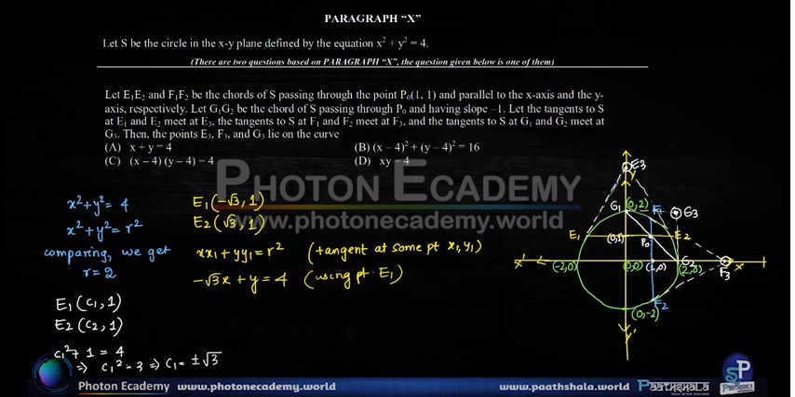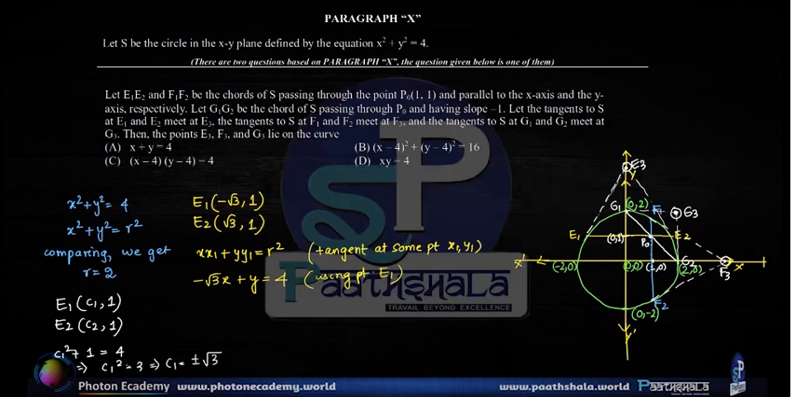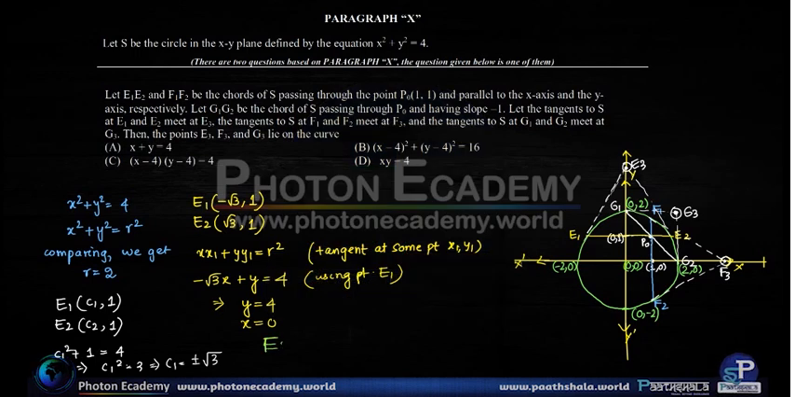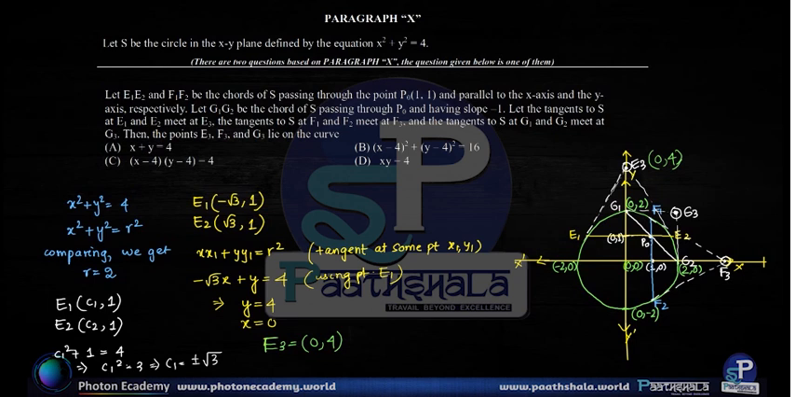Now we know by symmetry that this would lie on the y-axis. That implies the x coordinate would be 0. That implies y is equal to 4 and x is equal to 0. So the point E3 is equal to 0 comma 4. We represent it here, 0 comma 4. Now we have to find point F3 and G3.